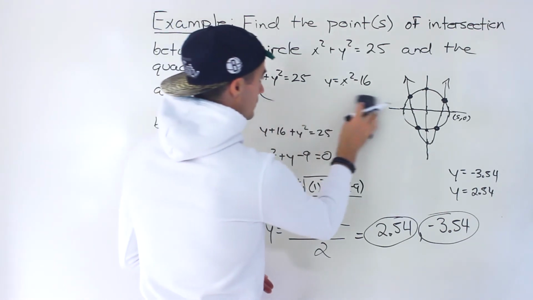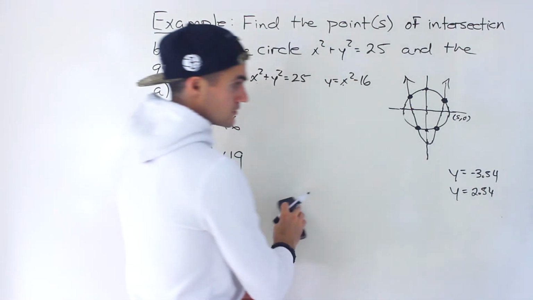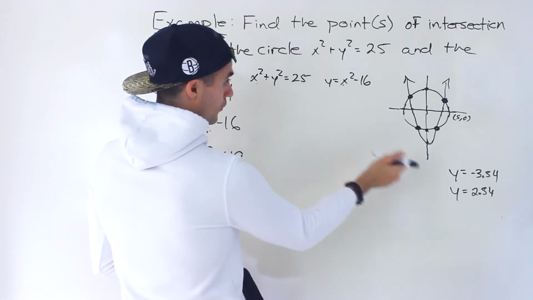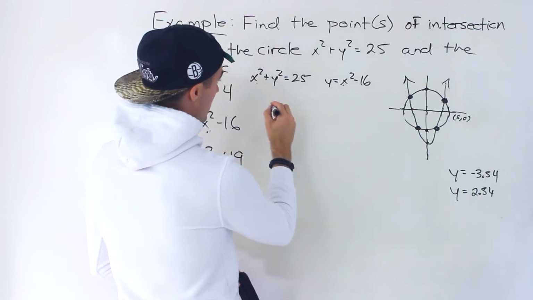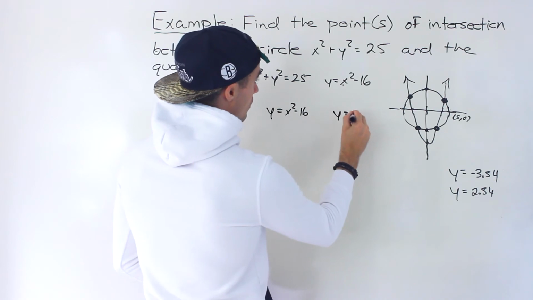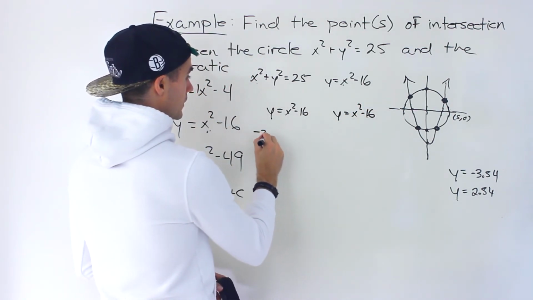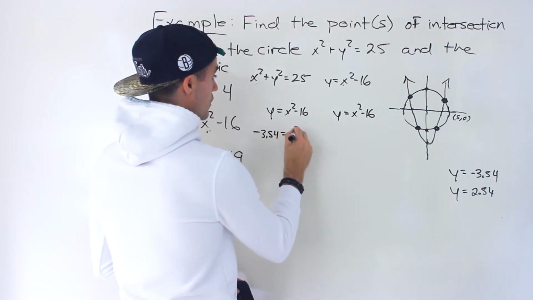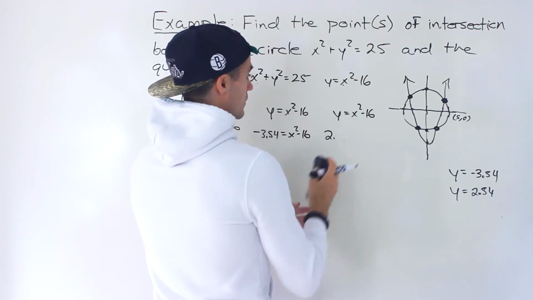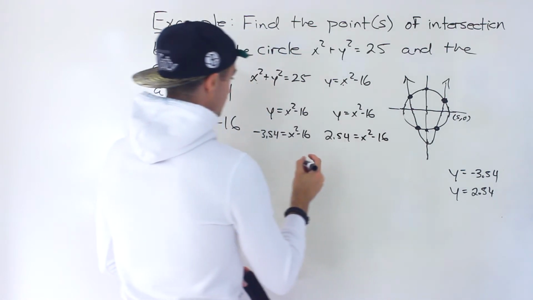And so from here, what we want to do is find the corresponding x values for both of these. We could plug in both of these y values into either equation, doesn't matter. I'm going to plug it into this equation for both and just work with that. But again, it doesn't matter. So I'm going to plug in negative 3.54 here. We're going to solve for the corresponding x values. I'll plug in 2.54 here, solve for the corresponding x values.